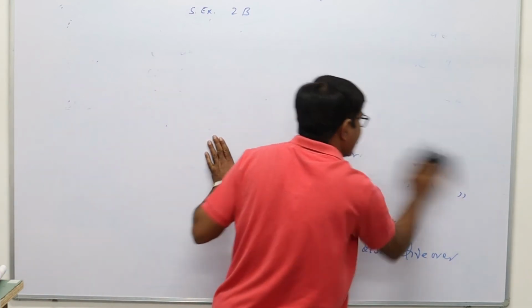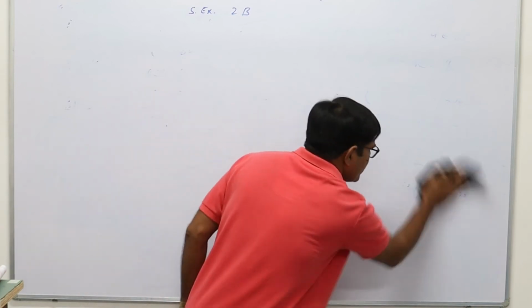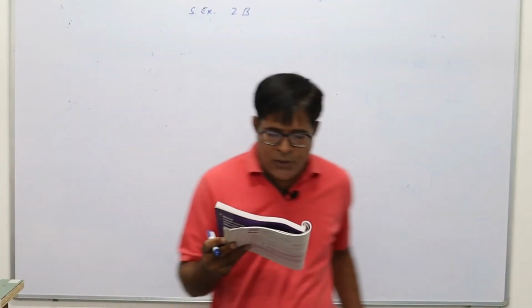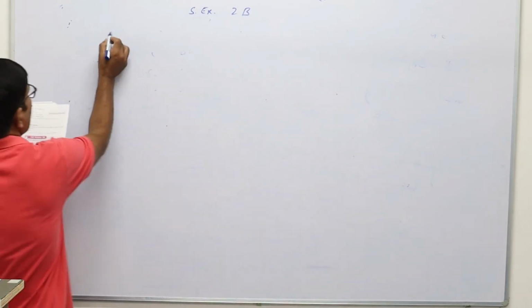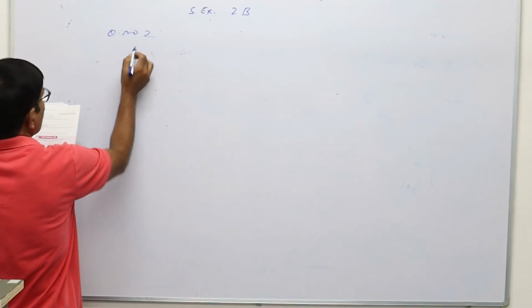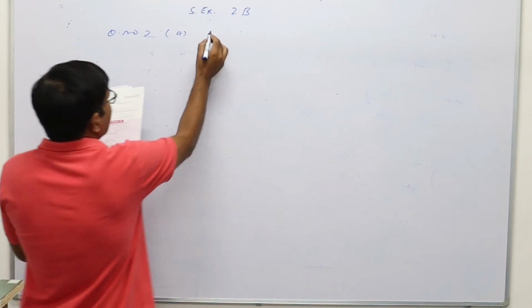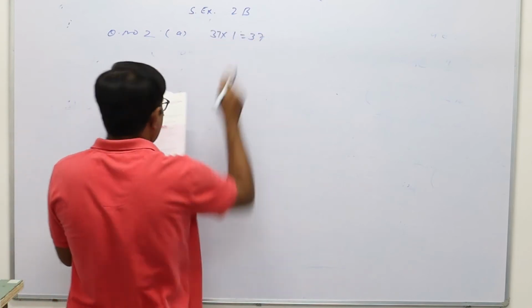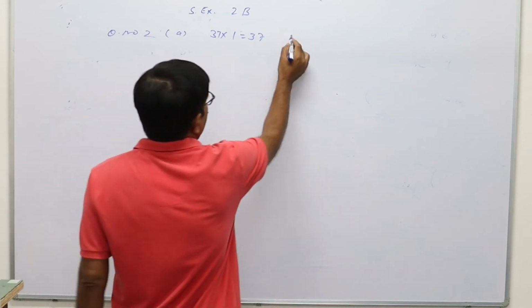Now the question number second. Read the question carefully. State the property used in each of the following statements. First, A: 37 into 1 equals 37. That is which property? Identity property.